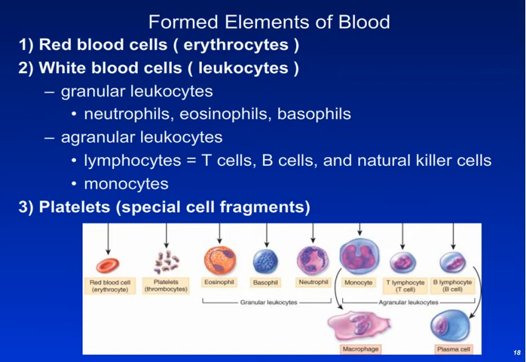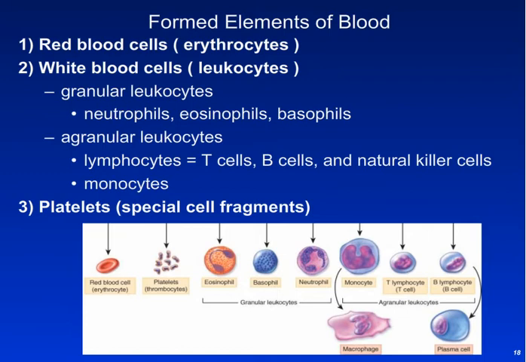Next in importance are our white blood cells. White blood cells are also known as leukocytes, and they can be divided into granular and agranular leukocytes. And we'll talk about both of these later on in some detail. As you probably know, the leukocytes help to ward off infectious organisms such as bacteria, viruses. They even help to eliminate and destroy cancerous cells.